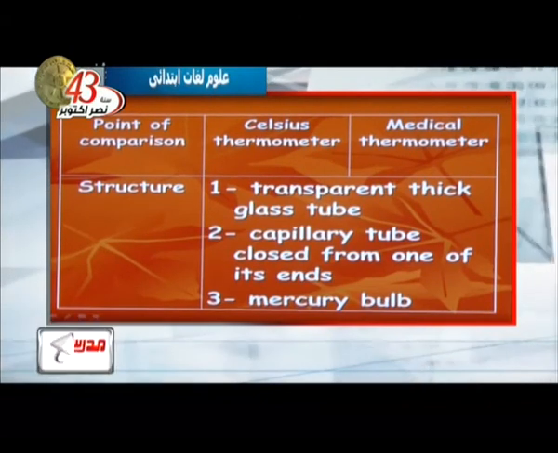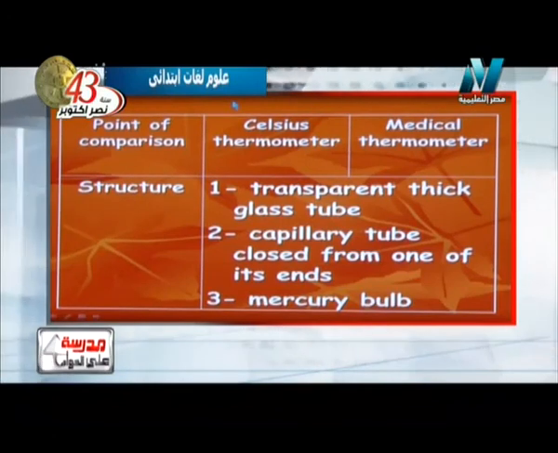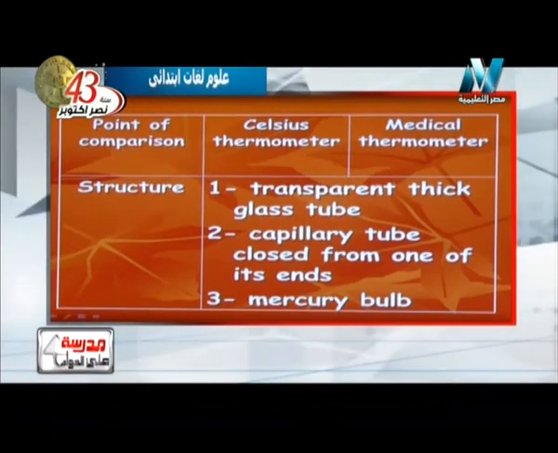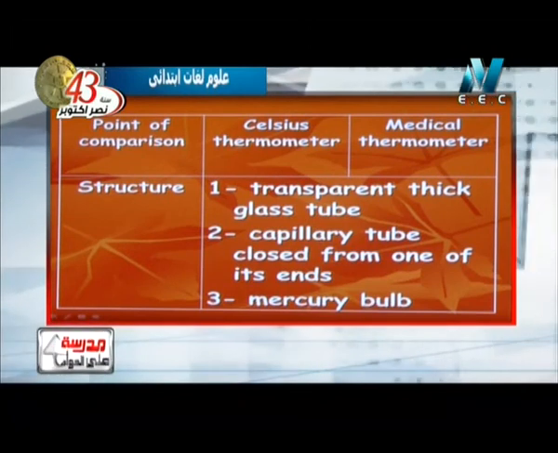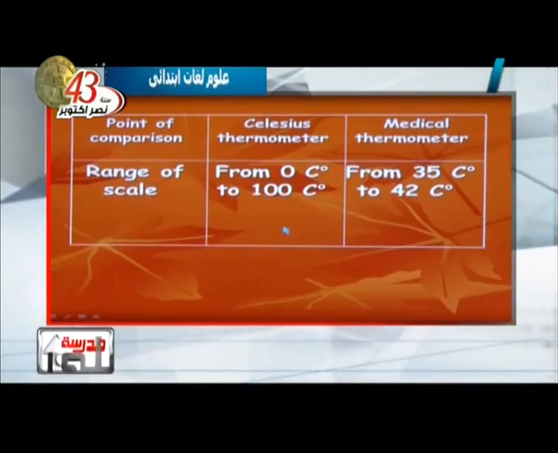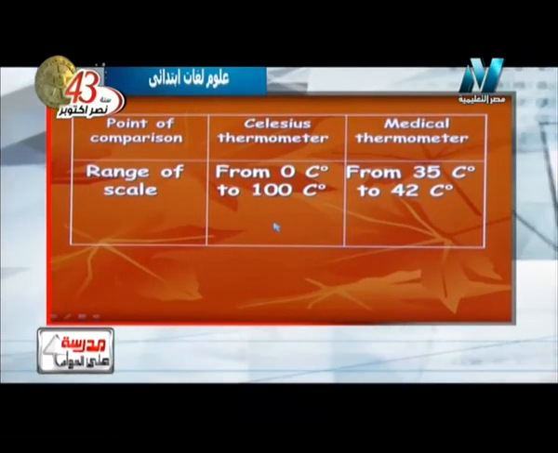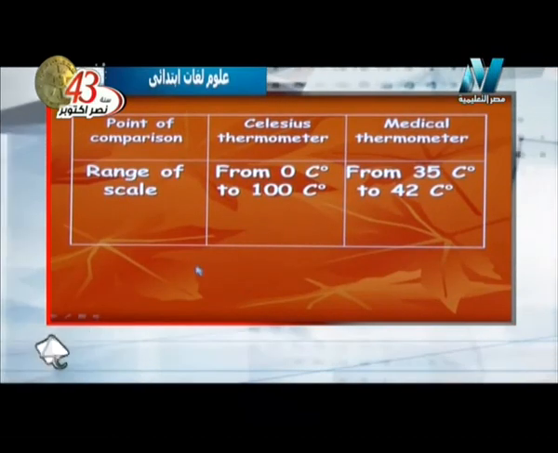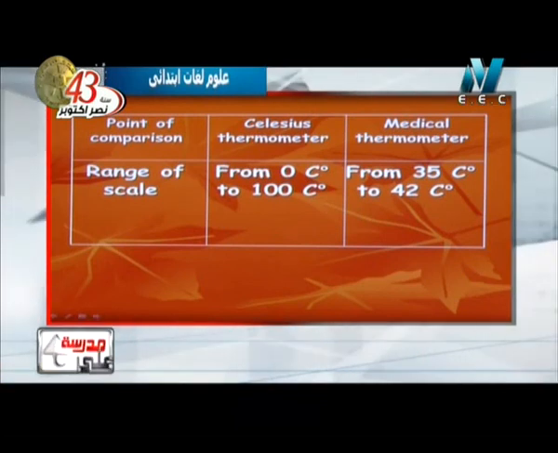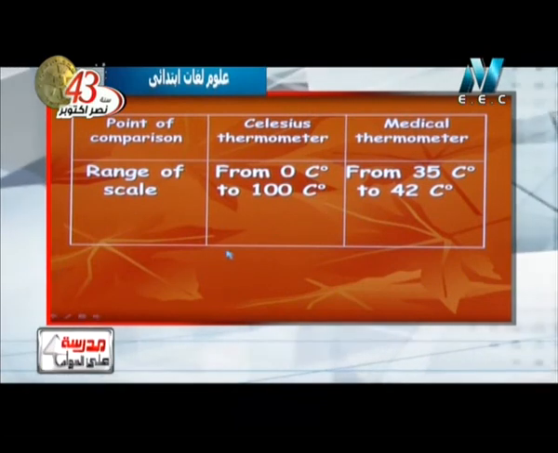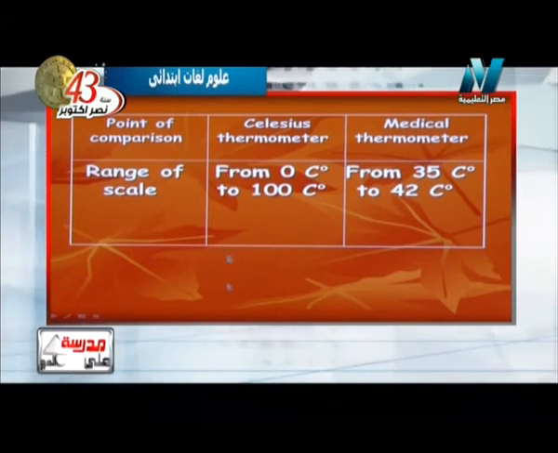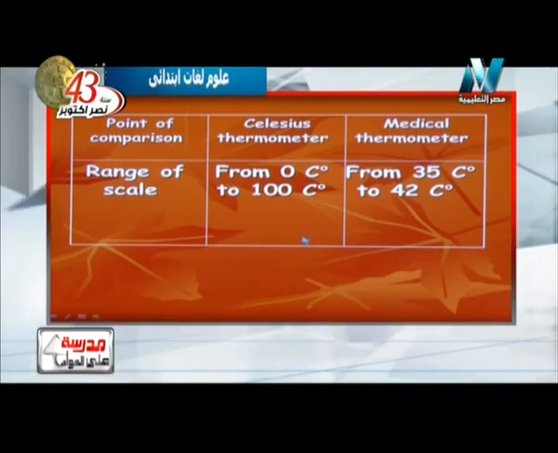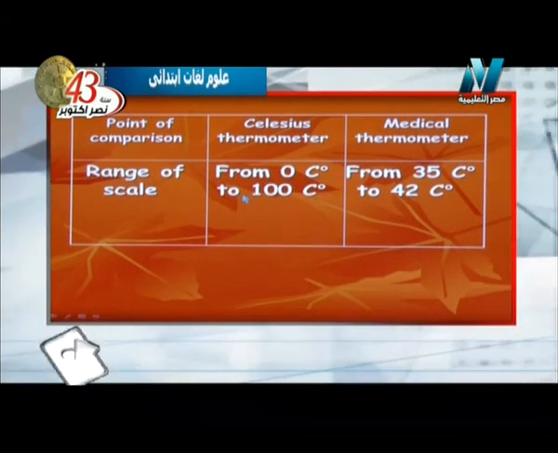So up till now we have studied all things about the medical thermometer and the Celsius thermometer, and now we have summarized the structure of each one of them, and also we have studied the definition of each one of them and the range of them. The Celsius thermometer started from 0 to 100, but the medical thermometer started from 35 to 42 Celsius. Again, the Celsius thermometer started from what to what? From 0 to 100. The medical started from 35 to 42 Celsius.